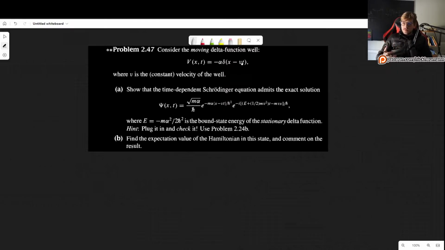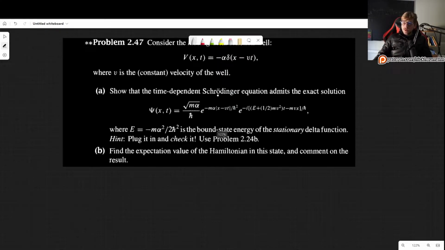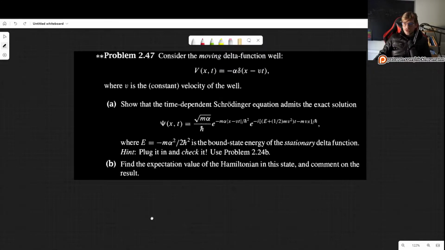Part A says, show that the time-dependent Schrodinger equation admits the exact solution of this wave function right there, where the energy E = -mα²/2ħ² is the bound state energy of the stationary delta function. The hint they give us is plug it in and check it. And then part B says, find the expectation value of the Hamiltonian in this state and comment on the result.